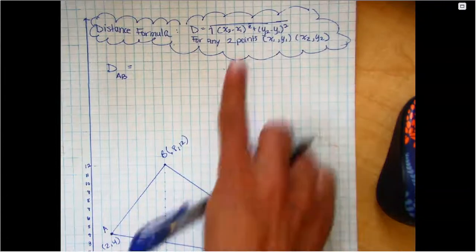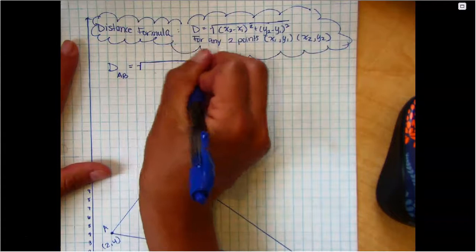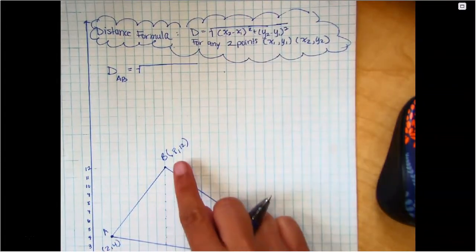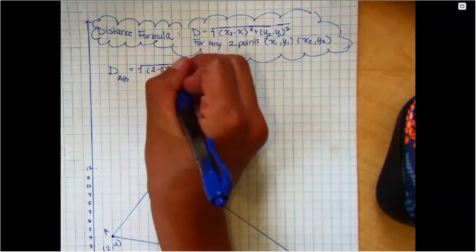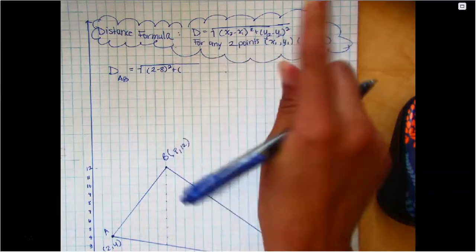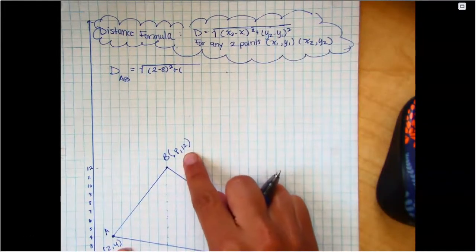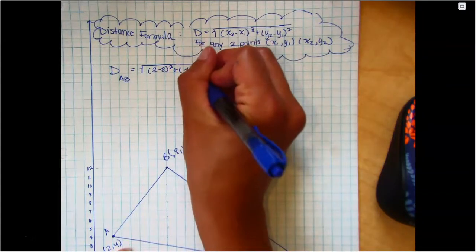All right. So according to the formula, I have the square root. I take the differences of the x's. So you can see we have 2 and 8. So 2 minus 8 squared plus. I take the differences of the y's. 4 and 12. So 4 minus 12 and I square it.